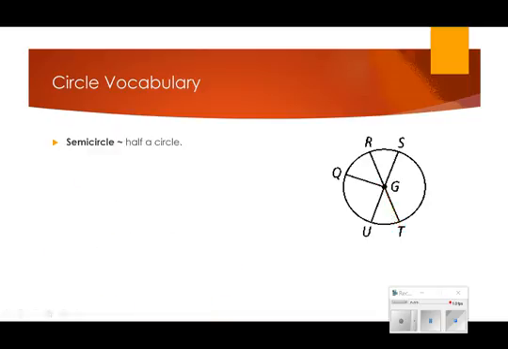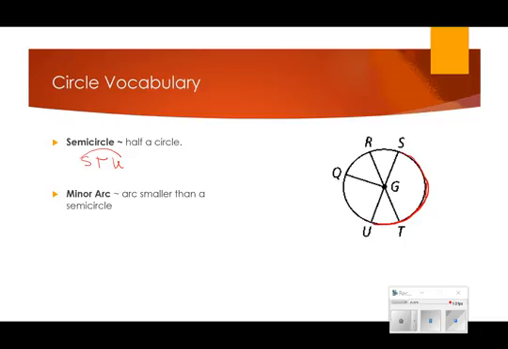A semicircle is basically half of a circle. So from here to here. It is named using 3 points that it goes through, and it's also an arc. So an arc is just kind of a part of a circle. So the semicircle, we name it with 3 points. STU, and we use an arc above it.